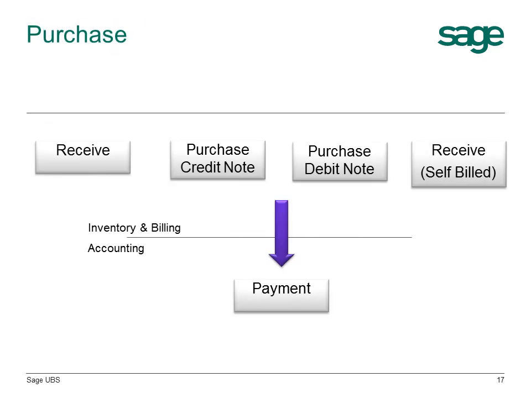Let us start with the purchase transaction entries. The supplier invoices, purchase credit notes, purchase debit notes, and self-billed invoices will be entered via inventory and billing system. After that, you will post the transactions to accounting. When you make payment to your supplier, you will enter the payment transaction via accounting system and offset with the invoices, credit notes, and debit notes.